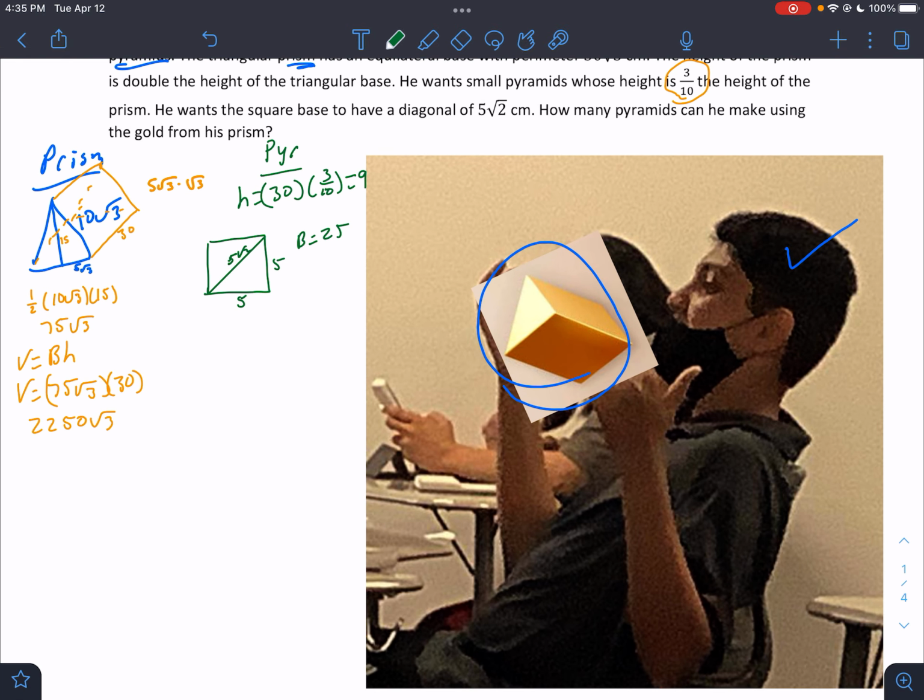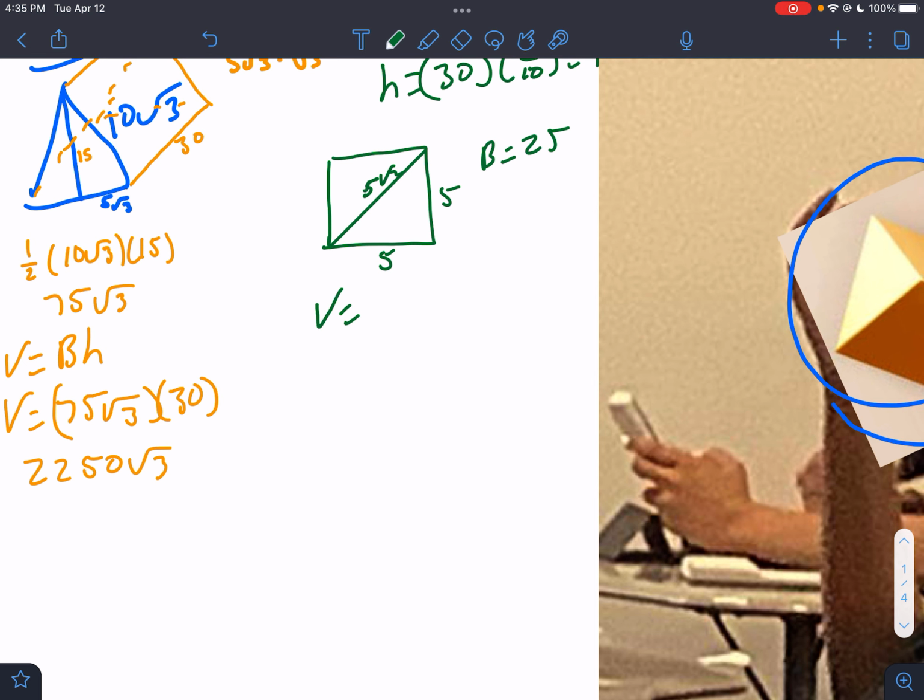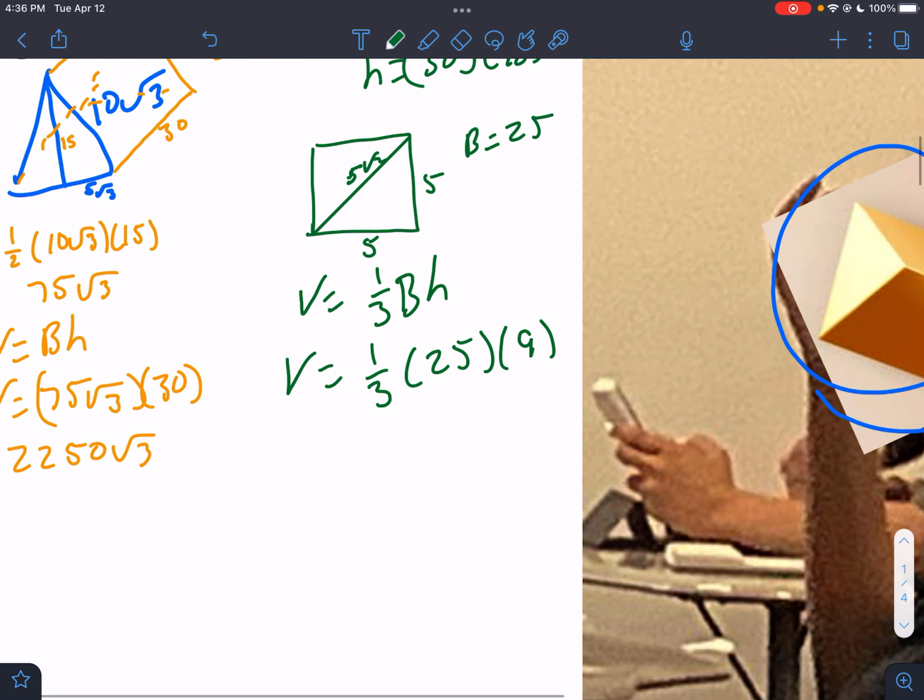How many pyramids can he make using the gold from his prism? Okay, well this volume would be 1/3 area of the base times the height. That would be 1/3 times the area of the base, 25, times the height we said was 9. So that would be 75.